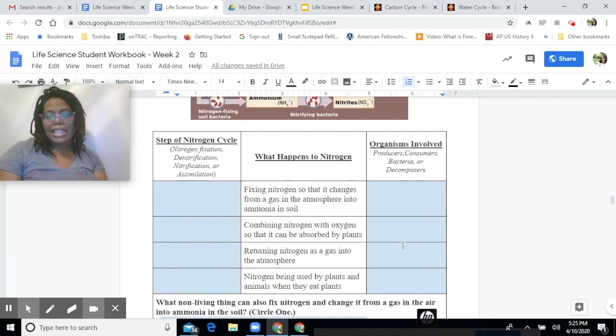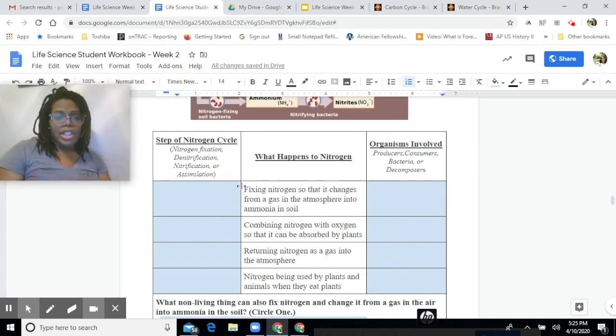And then in the last column, you're going to say which organisms actually complete this step. Are they producers or plants that are doing it? Are they consumers like the bunnies and the decomposers? Or actually, I left the decomposers separate. Are they bacteria, whether they're on the roots of plants or in the soil? Which ones are actually completing the step and changing the nitrogen for us?